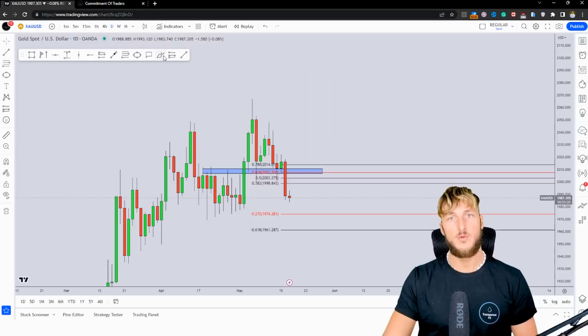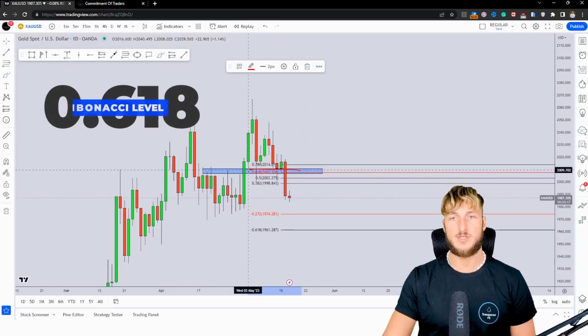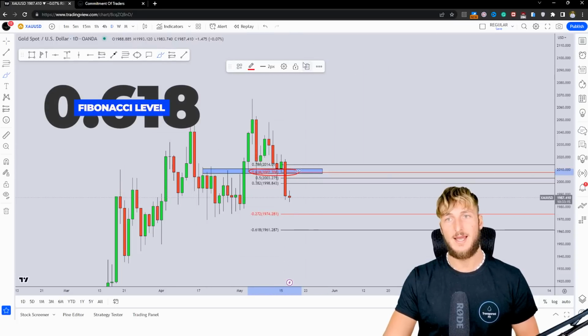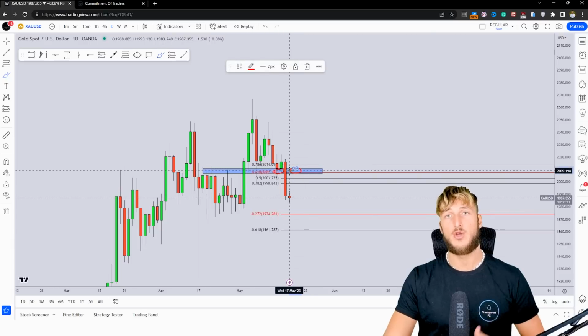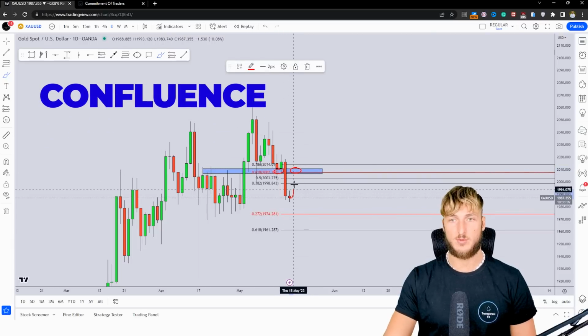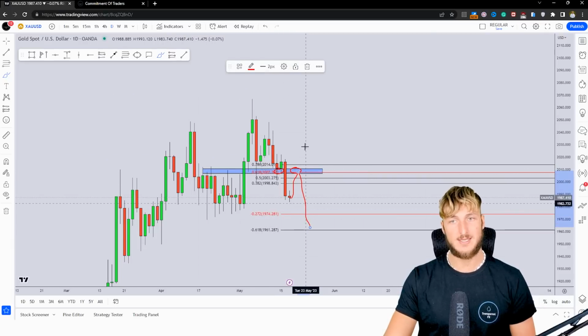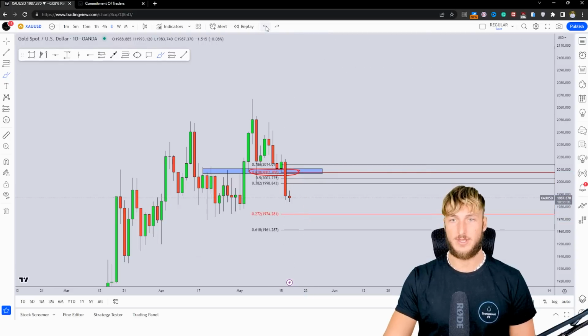And if we do that, we can see how we have a perfect 0.618 Fibonacci retracement, lining up perfectly with this previous support turned resistance here, creating a confluence of resistance that we could expect this market to potentially test and then to reject to the downside.